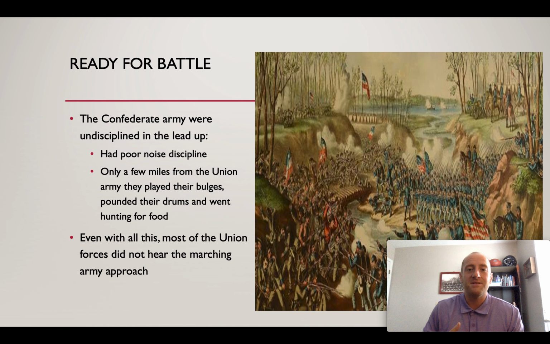So they're ready for battle, but the Confederates again were undisciplined. They weren't quiet. In battle, you want to be quiet. They were only a few miles from the Union side, and they were playing their bugles and their drums, and they were hunting. So they made themselves abundantly clear on where they were, but the Union couldn't hear them. So it didn't hurt them this time, but this would start the battle and the confusion for the Confederate side.